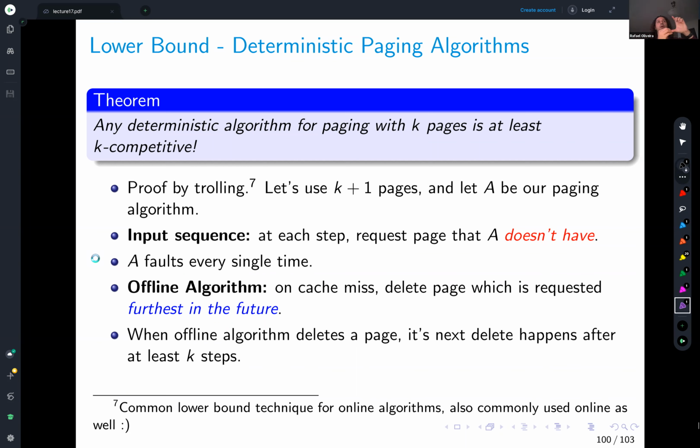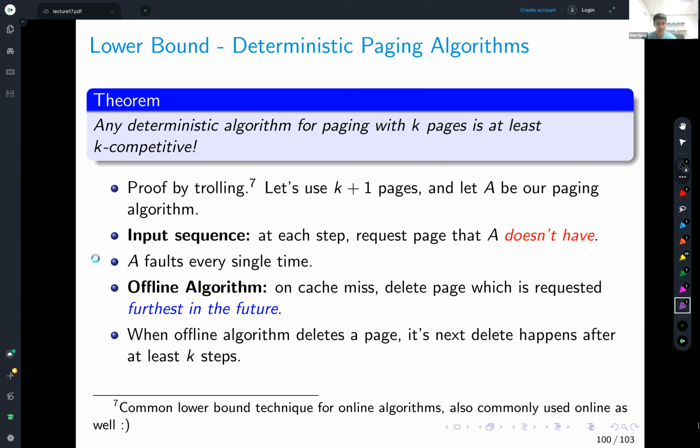When am I going to miss again? Well, after I see the first K-1 pages that I didn't delete, they have to show up before my next fault. So every time the offline algorithm deletes a page, its next delete happens at least after K steps, because I have to see the other pages before I see the page on which I'll fault. Otherwise, the algorithm would just have flipped who is the furthest in the future. Does that make sense?